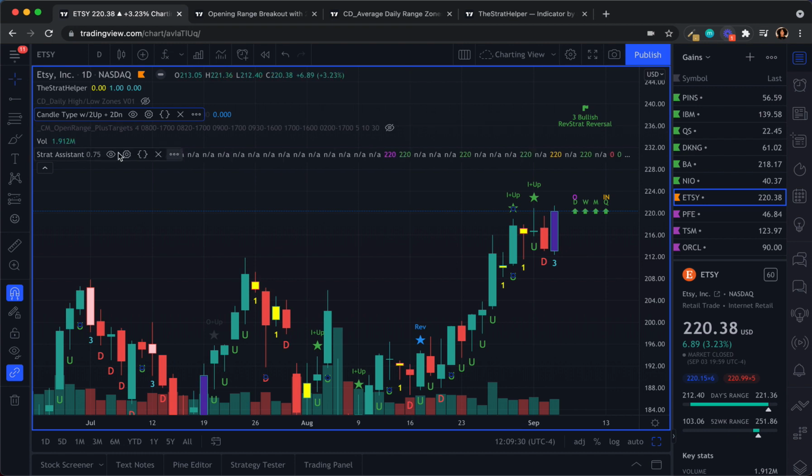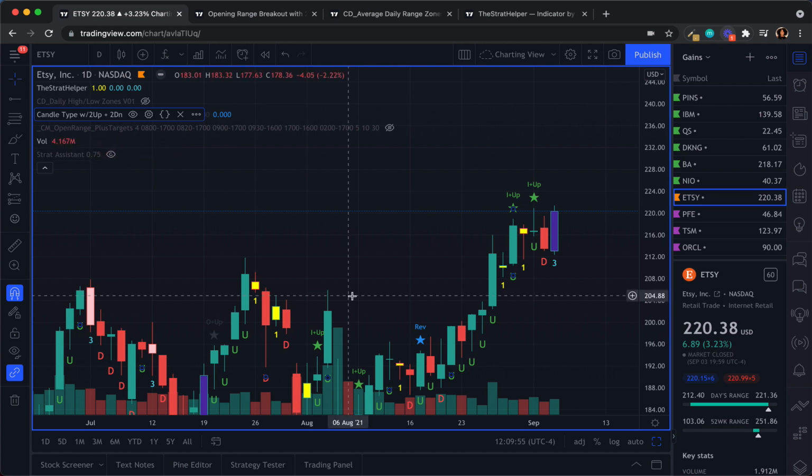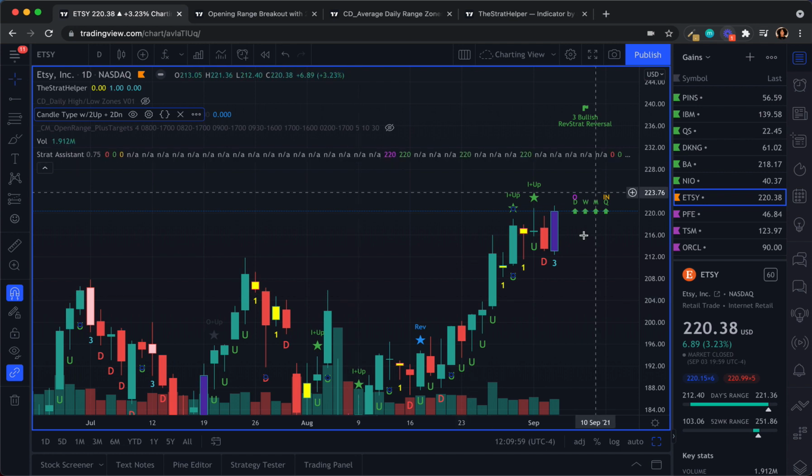And then last but not least, I have the Strat Assistant. I have volume here as well too, which are just these histogram looking bars down here. But let's talk about the Strat Assistant. So I'm going to toggle this visibility to off so we can see how this changes. Okay, yeah, so I'm pretty much just using the Strat Assistant for the time frame continuity widget thing. So this shows me that the week is green, the month is green, the quarter is green.